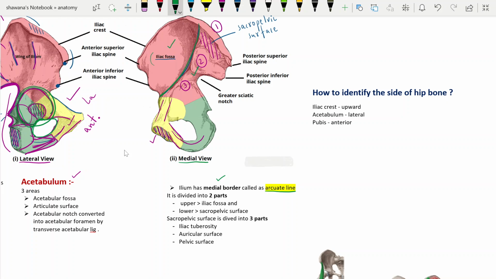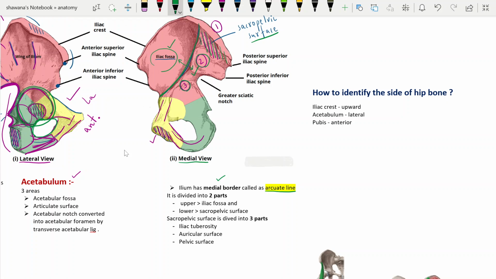The first part is the iliac fossa, which is above the arcuate line, and the second part is the sacropelvic surface, which is further divided into three parts. The sacropelvic surface is below the arcuate line. The first part is the iliac tuberosity. This is the iliac tuberosity. The second part is the auricular surface of the ilium, and the third part is the pelvic surface.